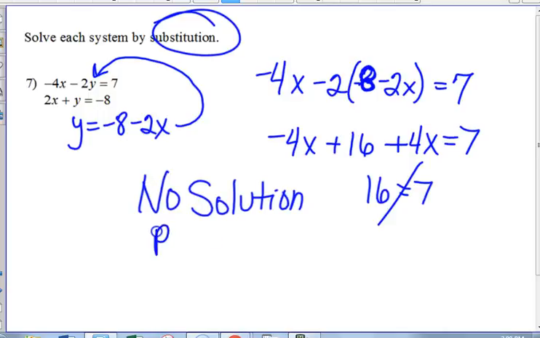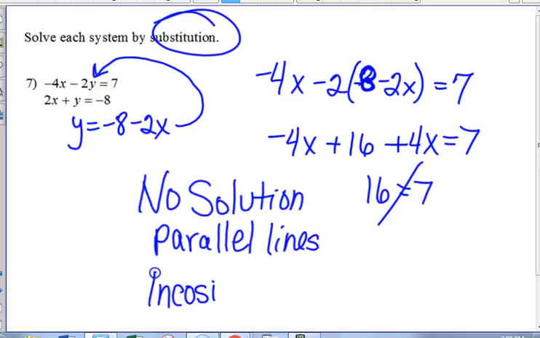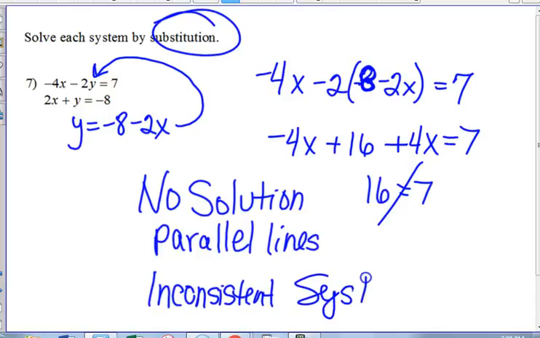They are parallel lines. Good job. And this is called an inconsistent system. It has no solution. I just remember the L's are parallel. So there's two L's, but there's only one R. Okay? You could write any of those three things on your paper, your quiz on Thursday, and I would take it. No solution, or parallel lines, or inconsistent system.